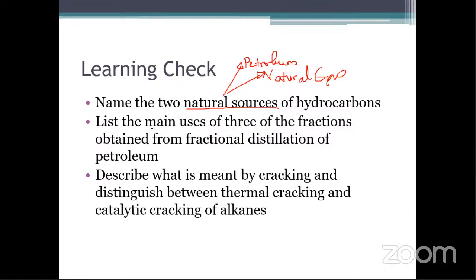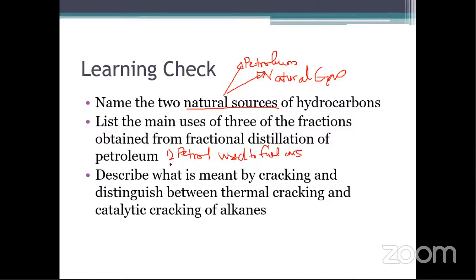All right. List the main uses of three fractions obtained in the fractional distillation of petroleum. So three uses of the fractions. Tell me some fractions and three uses. I can tell you one, petrol. Petrol is used to fuel cars.